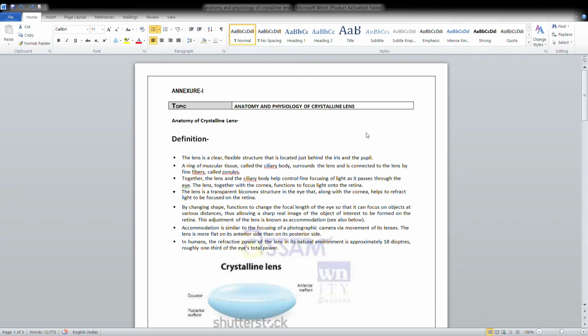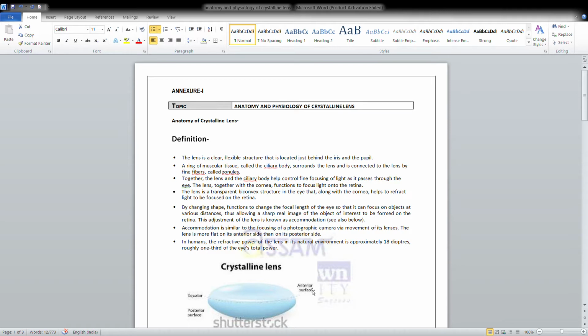Hello everyone. Today I am going to discuss the anatomy and physiology of the crystalline lens. So what is the crystalline lens? The crystalline lens is a clear, flexible structure that is located just behind the iris and the pupil.